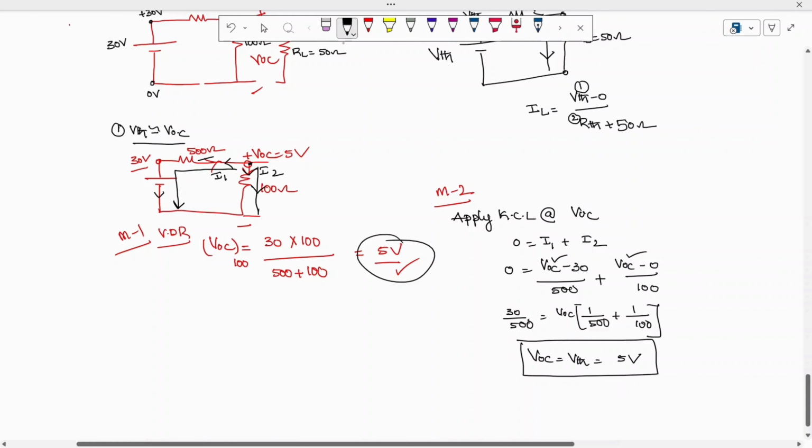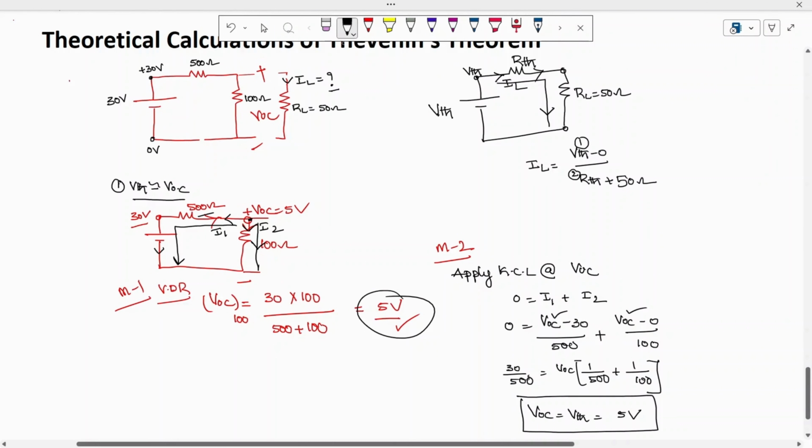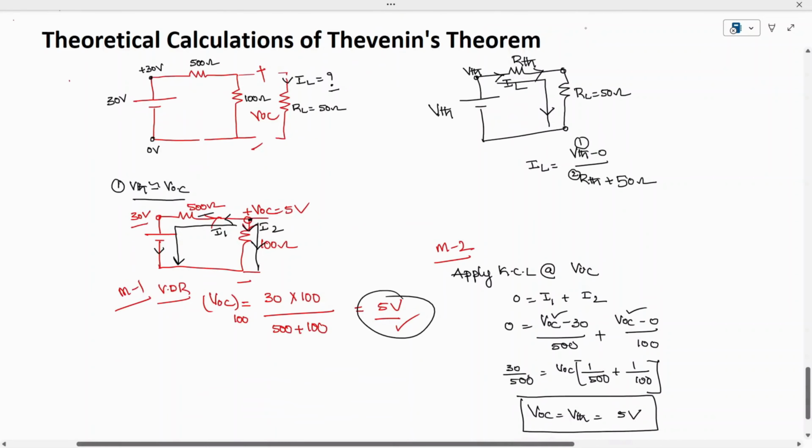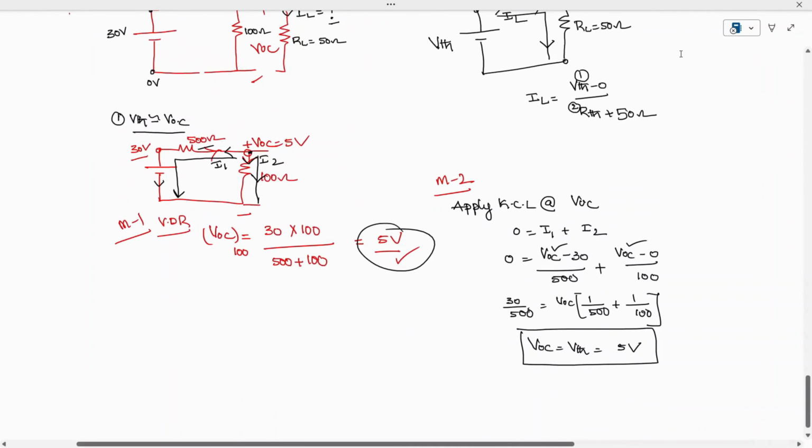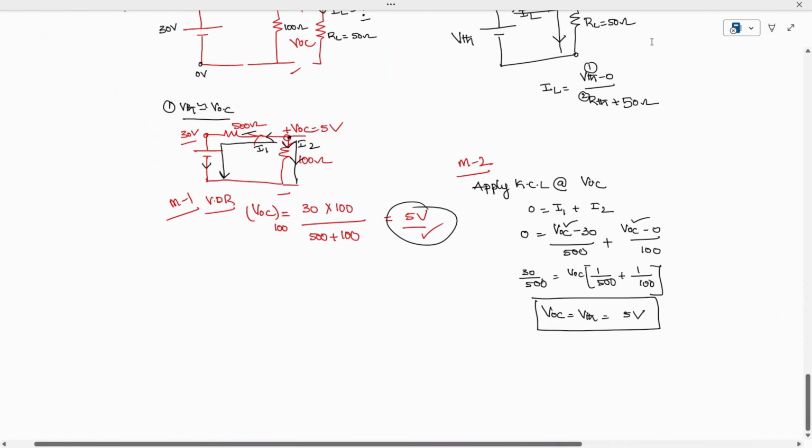So you can see here, by method 1 or method 2, ultimately the voltage obtained from Thevenin's by removing the load resistor and finding the voltage, you are going to get it as 5 volts. And the second step is finding R Thevenin. So how to find R Thevenin for this problem? Very simple. The formula for finding R Thevenin is very simple.